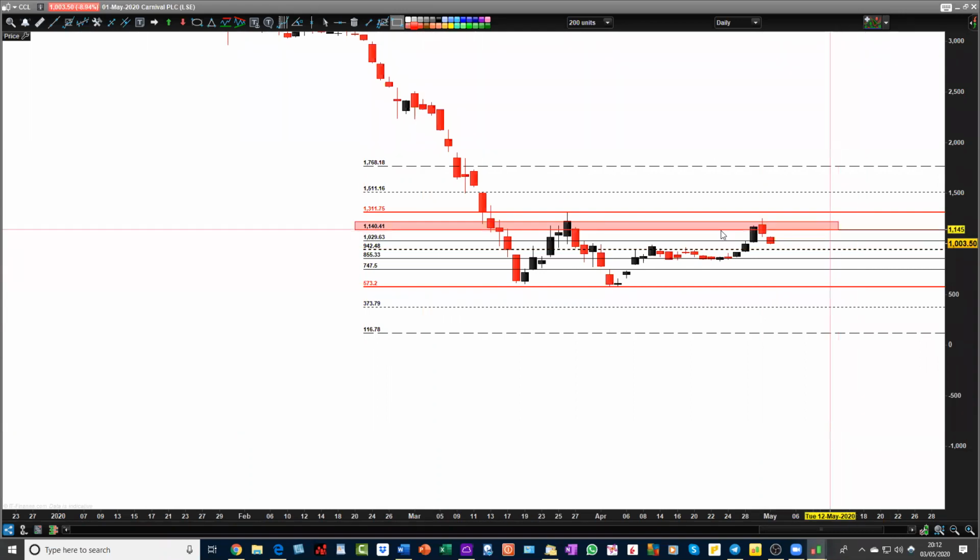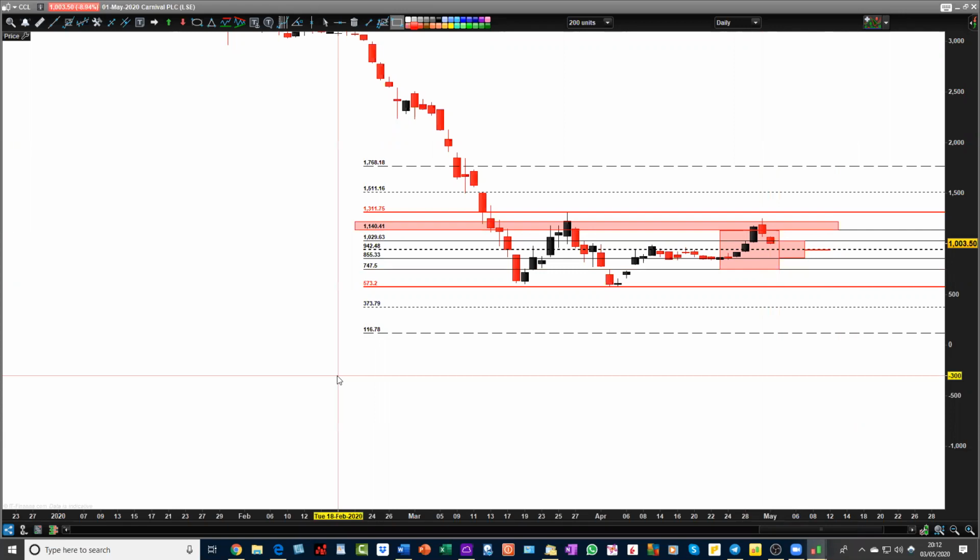So that's the outer zone, that's the inner zone, that's the 50%. So we breached the higher zone and immediately closed lower. So I would still offer out. I would still try and offer out on 1135 on that one.